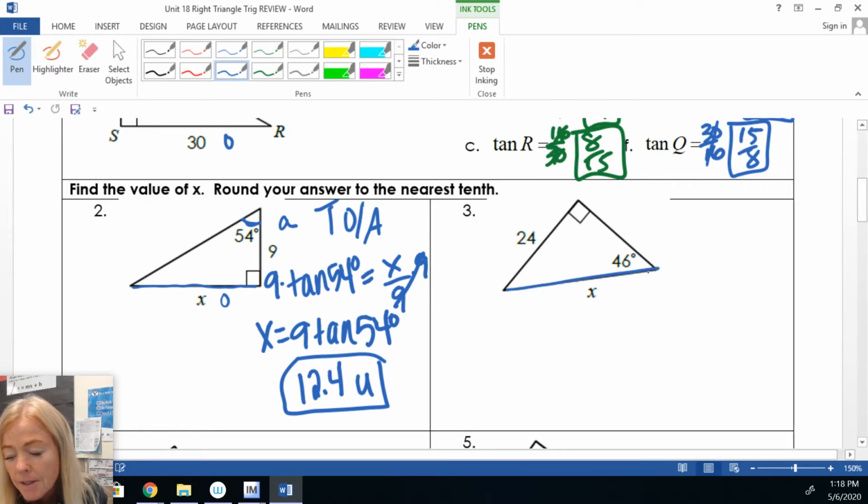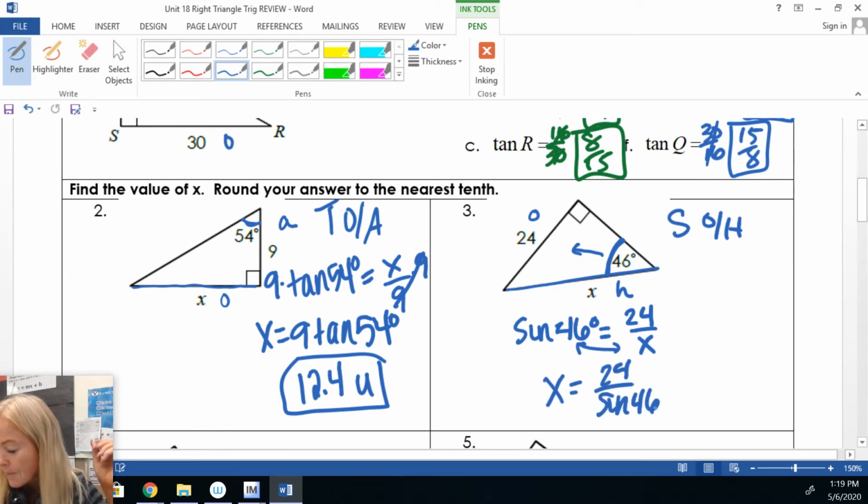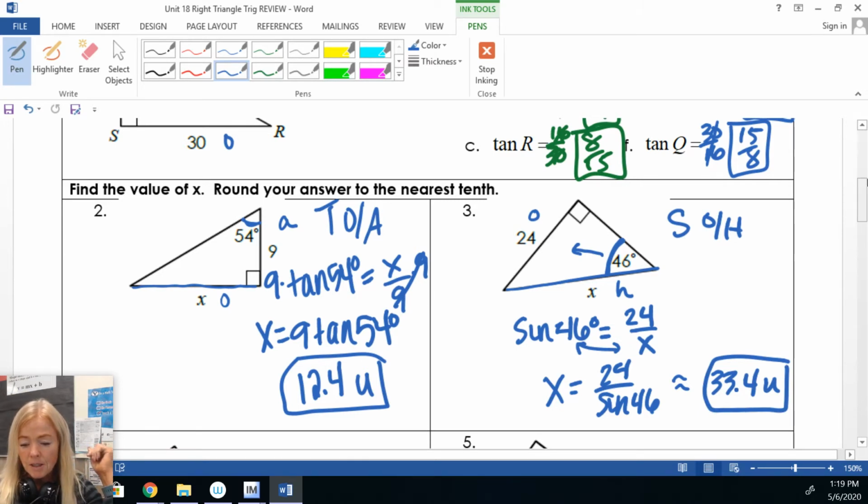So on 3, we're looking for x here, which is the hypotenuse. With our angle, 46, 24 is opposite that angle. If we look directly opposite 46, we have 24, and that is O and H, which is sine. So sine of 46 is equal to our opposite 24 over our hypotenuse x. Now remember, when x is in the denominator, a quick solveroo is switching the sine 46 with the x, which makes x equal to 24 over sine 46. So 24 divided by sine 46 is approximately 33.4 units. All right, so that's number 3.